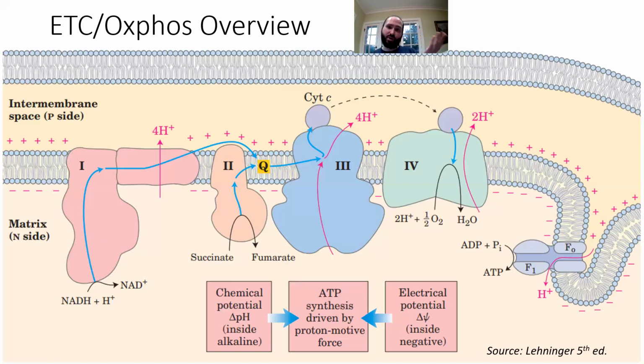And we also have chemical potential or chemical gradient, which is the H+ themselves, because there's a lower pH, more H+ on this side, and there's a higher pH, less H+ on this side. So there's sort of 2 components of the proton gradient in terms of electrical and chemical potential. Questions here?